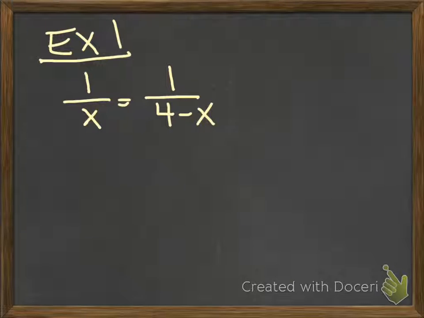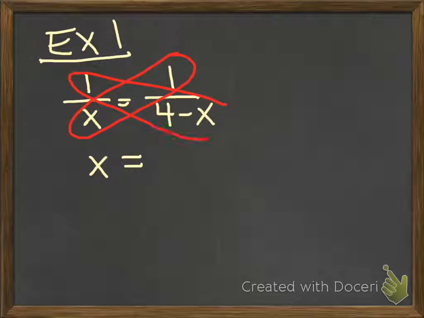Okay, example 1, 1 over x equals 1 over 4 minus x. So we have a fraction equals a fraction, so you can cross multiply and divide. 1 times x is 1x. And then on the other cross product, 1 times 4 minus x is 4 minus x. Okay, so we're going to solve for x.